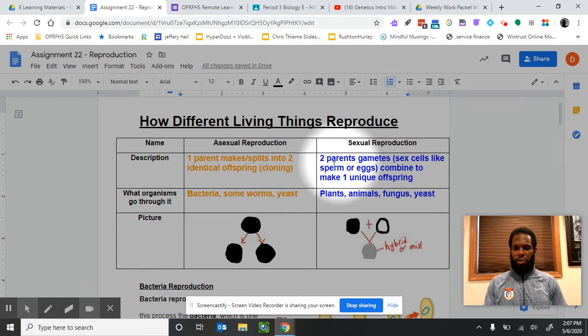Now, in sexual reproduction, you need two parents and their gametes. Remember, gametes are sex cells like sperm or eggs to combine to make one unique offspring, one special child. This happens in plants, animals, which includes humans, fungus, and yeast. Notice yeast does both of these things. In the picture here, we have a black circle and a white circle that come together to make a unique and different offspring or child. So you see the differences here, but in the end, the goal is to make more of the same.